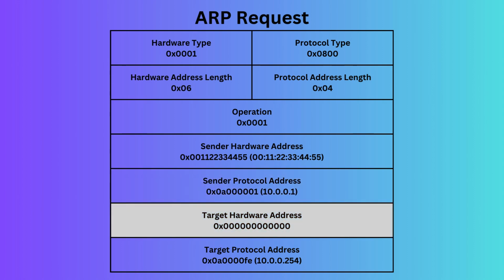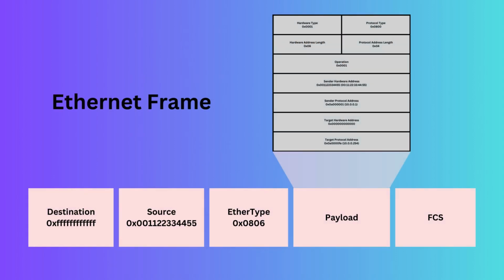The target hardware address is set to all zeros because the server doesn't yet know the MAC address of router R1. Finally, the target protocol address is set to 10.0.0.254, which is the default gateway. This is the address for which the server is trying to find the corresponding MAC address. Before the ARP request can be transmitted on the network, it needs to be encapsulated in an Ethernet frame.